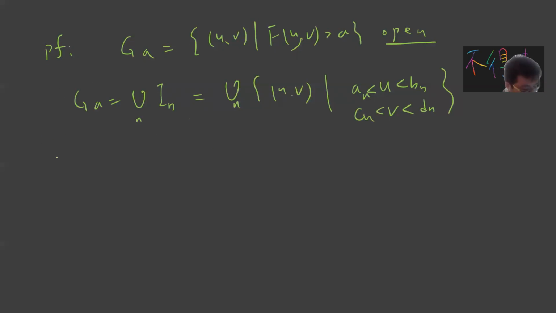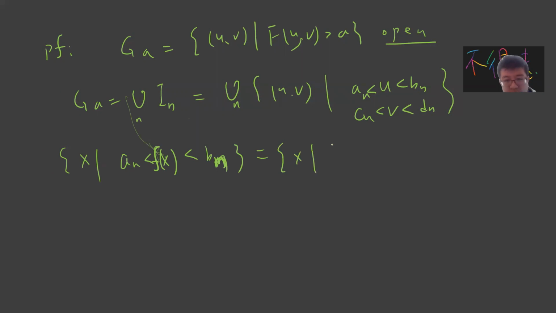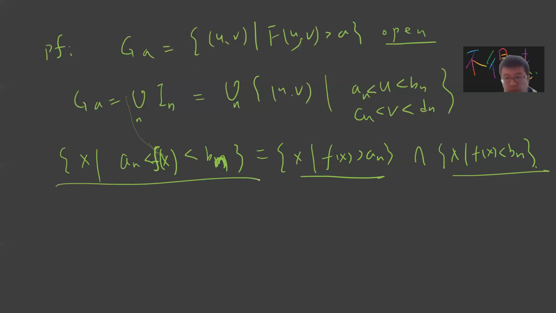Okay, so now let's consider the set of x such that a_n is less than f of x and f of x is less than b_n. This is just the set of x where f of x is greater than a_n, intersected with the set of x where f of x is less than b_n. Now, what's interesting is that these are measurable by definition.